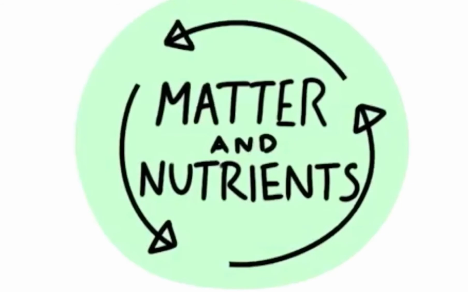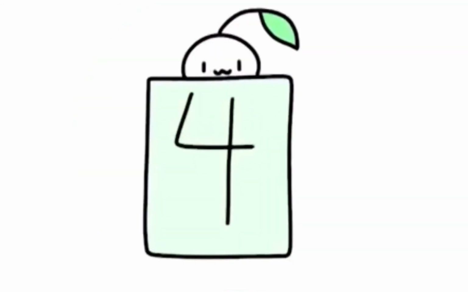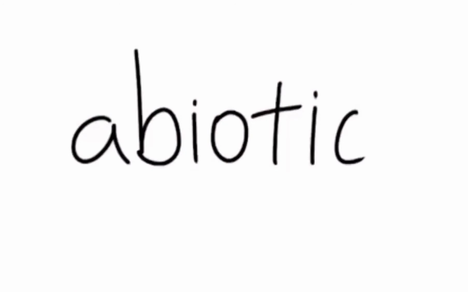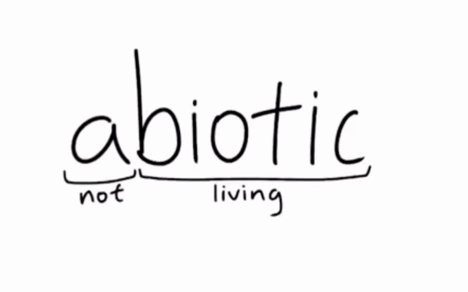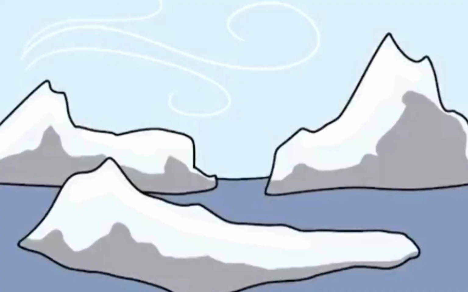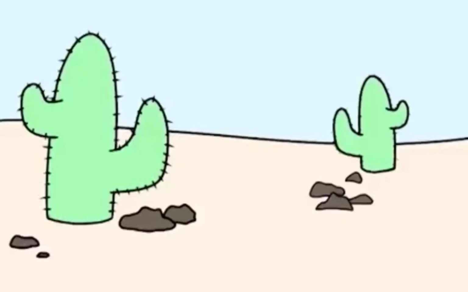Well, an ecosystem is really just a cycle of matter and nutrients. There are 4 main components of the cycle. Component 1, abiotic components. Every ecosystem contains abiotic or non-living factors. These are things such as rocks, water, or wind. An Arctic ecosystem, for example, contains a lot of ice and chilly winds, while a desert ecosystem could contain a lot of rocks and minerals.